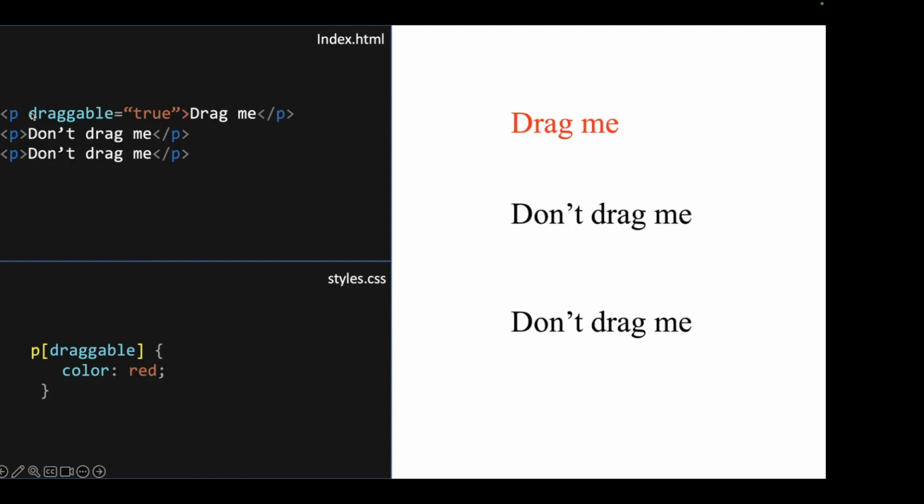Hey, I know this is simple. You can do this with a class, but there's a reason why I'm using this as an example. So listen. So we're targeting the draggable. The P that has a draggable attribute is the one we want to be red. And that's why you see this one being red.